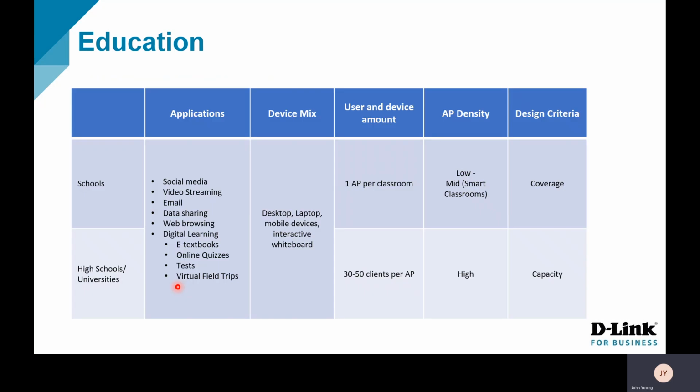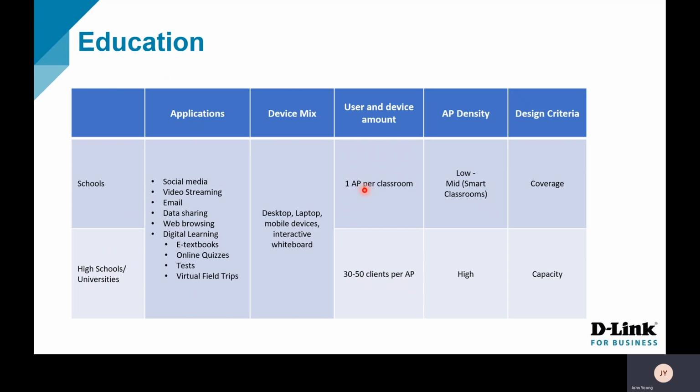For the application, same thing for the school. We have the smaller primary school, the high school, and university. The applications are roughly the same: social media, then digital sharing. Most important is digital learning. Devices will be more on the desktop and laptop itself, followed by mobile devices and the interactive whiteboard. Like I said, for those smaller primary schools, one AP per classroom is okay already. It may be around 10 to 20 students.